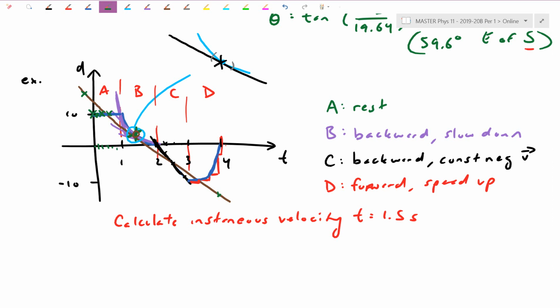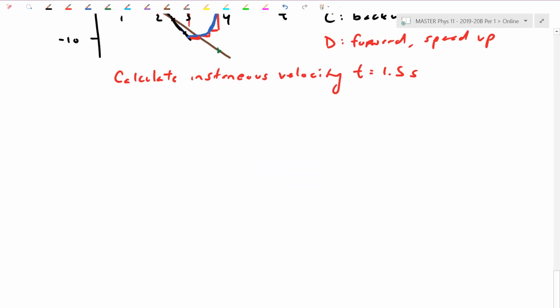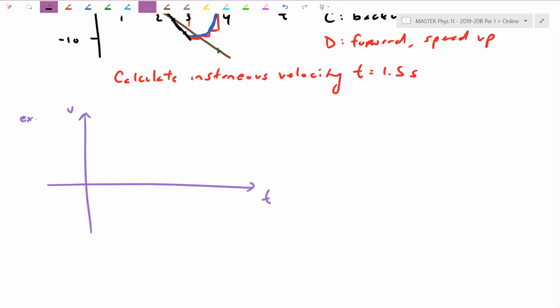Here's an example of a position time graph. Let's do an example of a velocity time graph as well. Hopefully this is slowly coming back to you. Here's your velocity time graph. Let's again sketch it 2, 4, 6, 8. Be careful of your scale. The scale on the x and the y don't necessarily have to be the same.